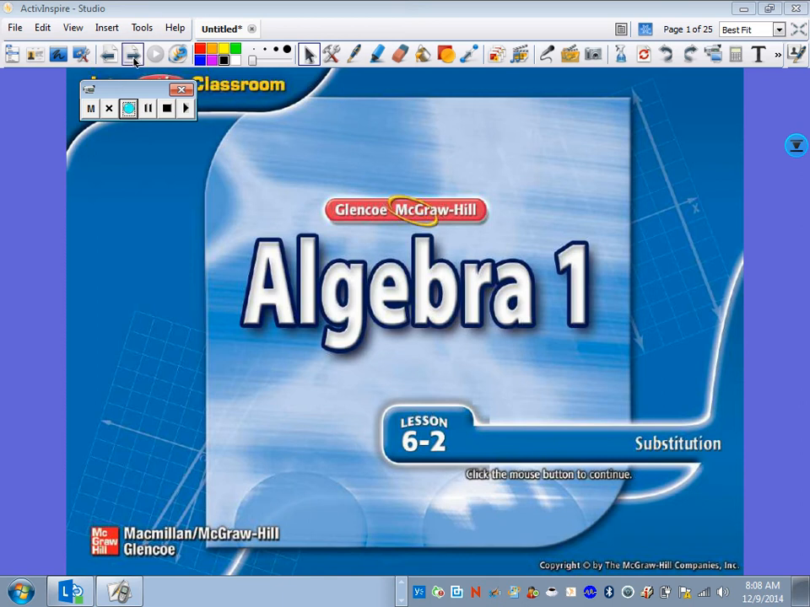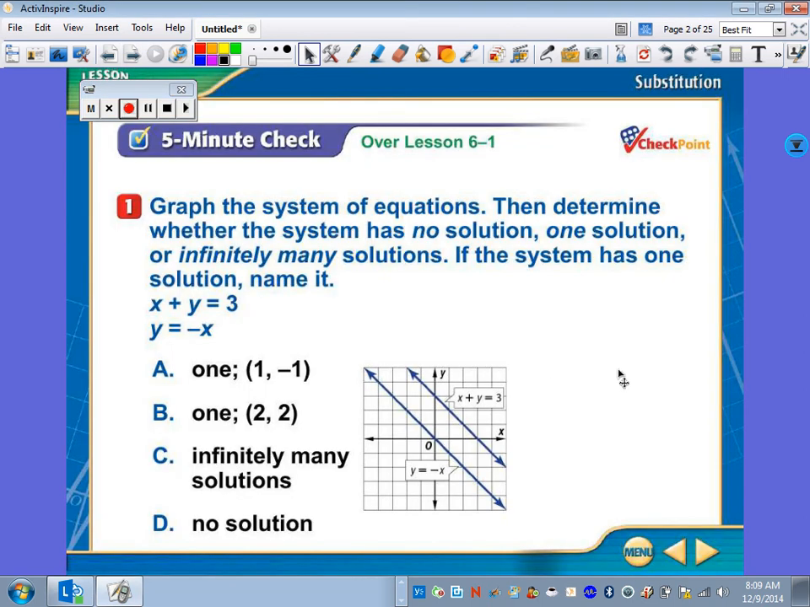Okay, so the first one, there are 4 questions on the 5-minute check. Please keep in mind that previously we have been solving by graphing. So you're going to want to answer these. Again, you're looking at it and then you're picking out the one that goes with it. And then the second one, pause as you need to work on them, so you don't have to just run it through very quickly. You can pause when you need to.